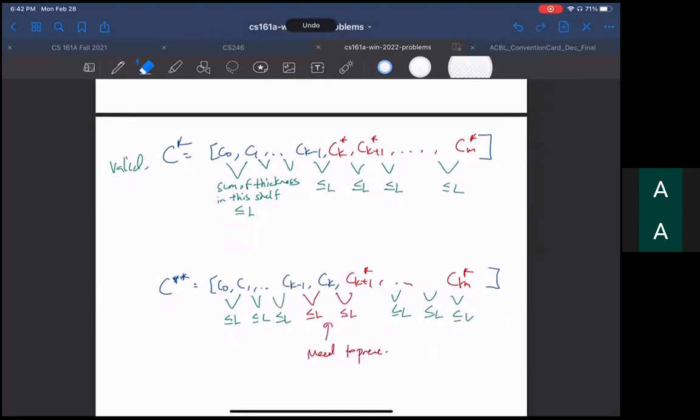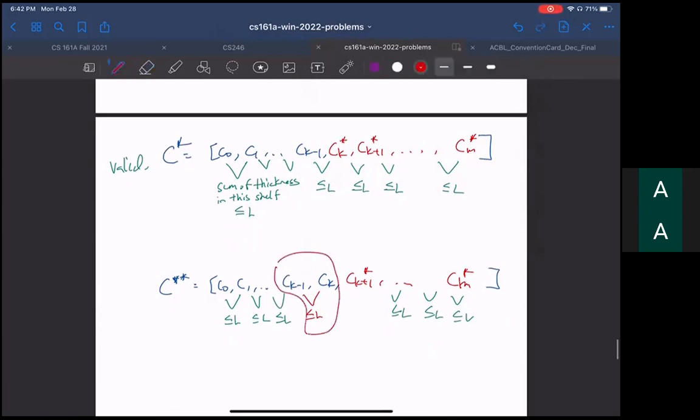Okay, and it's not really a proof, it's just an explanation. Why is the sum of the thicknesses of the books between CK minus 1 and CK, why is that optimal? Why is that less than or equal to L? The reason is because think about what CK minus 1 and CK are. CK minus 1 is a choice that our algorithm made. Then our algorithm made another choice, CK, right?